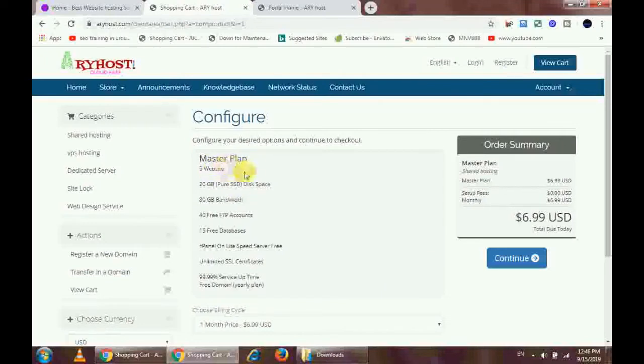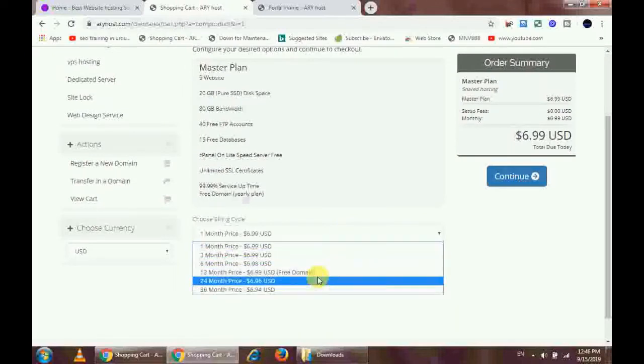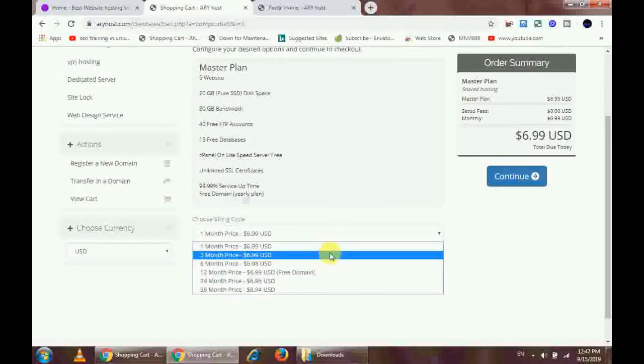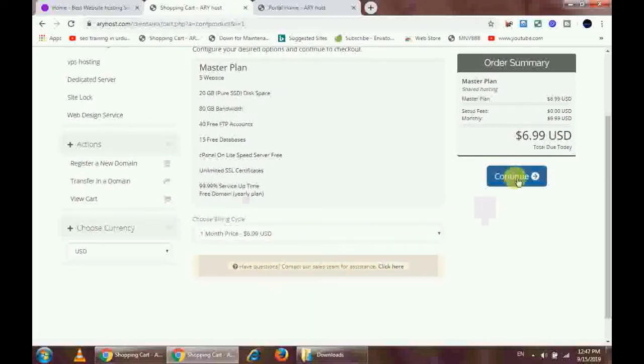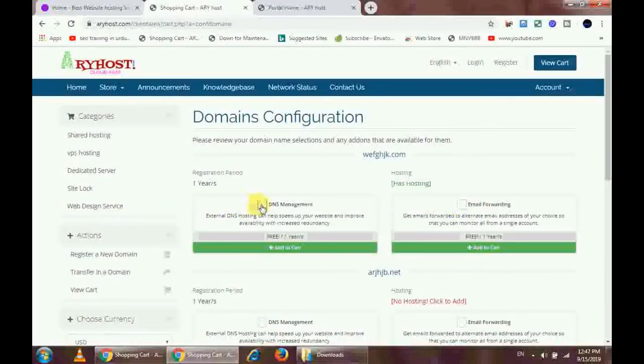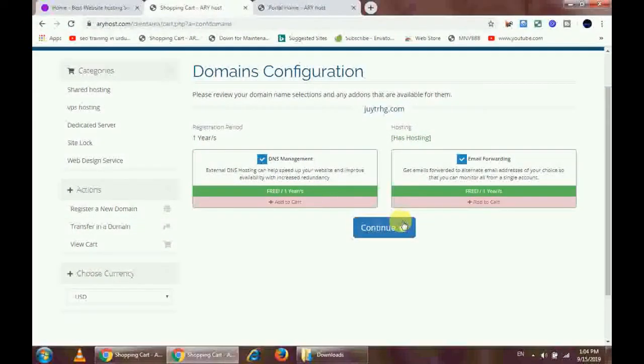If you buy our one year plan, you get a free domain name. But I am selecting 1 month. Continue. I give you DNS management and email forwarding free for 1 year. Continue.